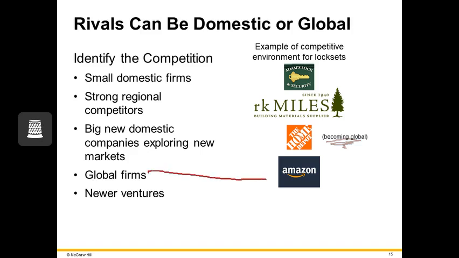We have our global firms. Here I have Amazon, because we can buy our lock sets on Amazon as well, and Amazon is obviously a global firm. And then a newer venture would just be a new company that would pop up. And each of these different types of competition has some competitive advantages to it, and they all have some opportunities as well.